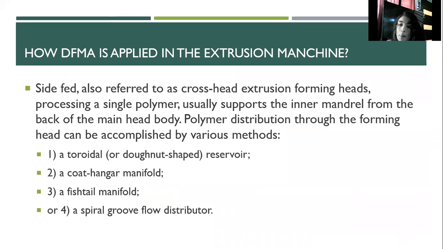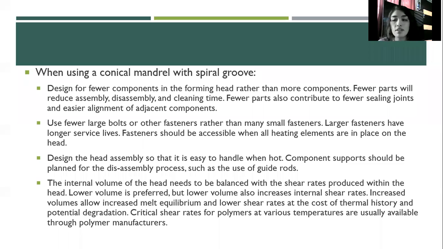Here, as you can see here, there are different considerations for a conical mandrel with a spiral roof. And design for fewer components in the forming head, use fewer large bolts or other fasteners, design the head assembly so that it's easy to handle when hot, and the internal volume of the head needs to be balanced with the shear rates produced with the head.